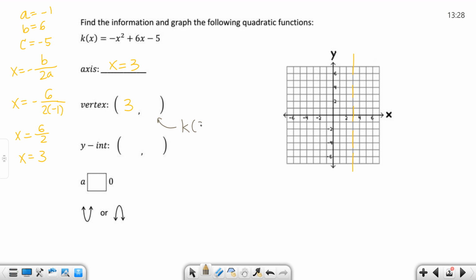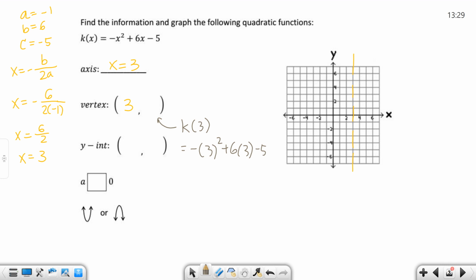It's going to be k of 3, which is going to be a negative, let me fix that, a negative 3 squared plus 6 times 3 minus 5. And that negative is out front. When you have this here, you are only squaring the x. You are not squaring the negative and the x. If you wanted to square the negative and the x, it would look like that. Okay, so there the negative is out front, you're squaring the x, and if the x is negative, you put it in parentheses with a negative, and then the negative is still out front.